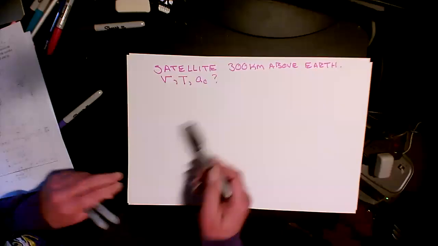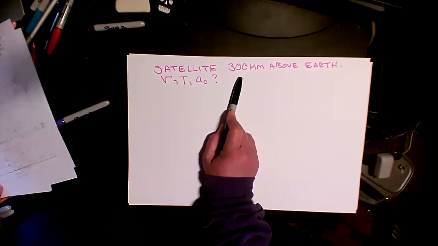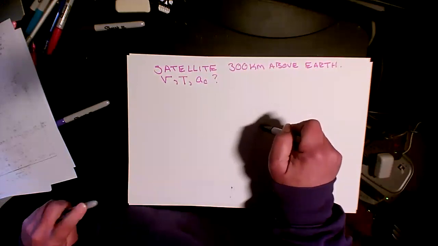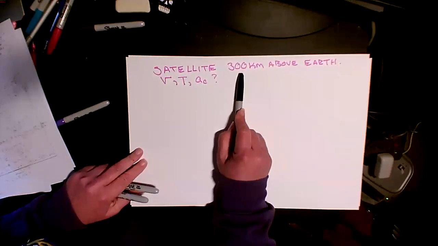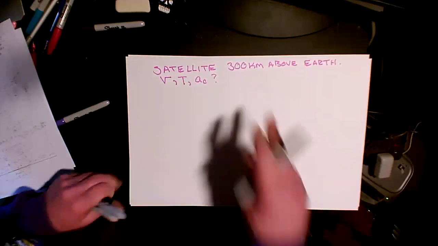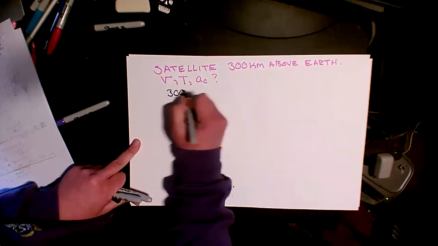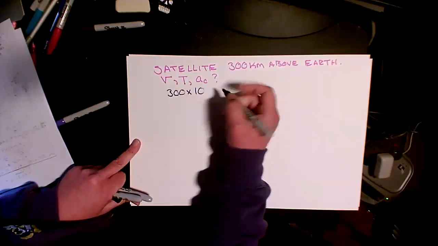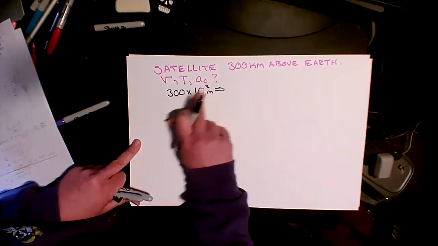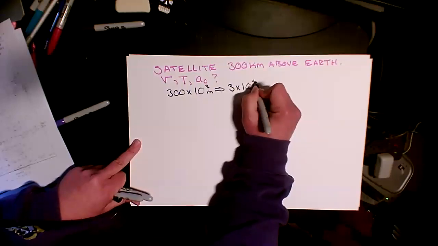Okay, so this one is a satellite, instead of being, what was the last one, like 600 or something like that? Yes, 5,200 kilometers. This one is just going to be 300 kilometers. So just kind of get in the habit of doing this. Let's just rewrite this as 300 times 10 to the third, otherwise known as 3 times 10 to the fifth.